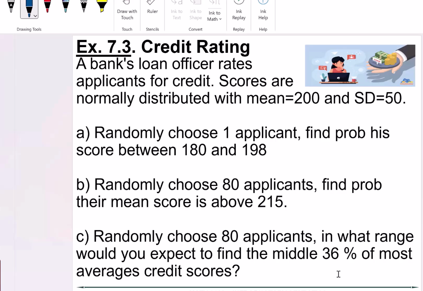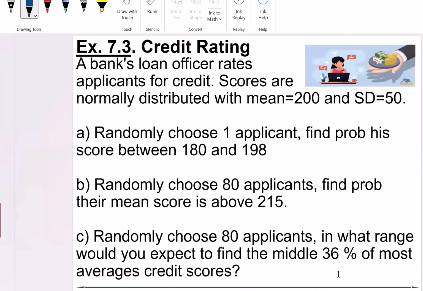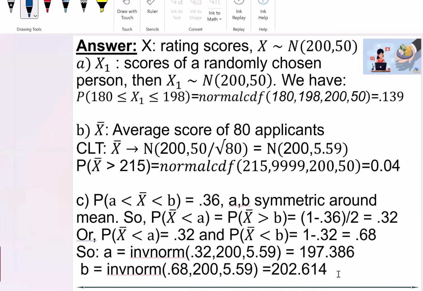Randomly choose one applicant. Let's formulate this problem. If we let X be the rating score, the problem tells us X is normally distributed with mean 200 and standard deviation 50, so we can write X follows Normal(200, 50). In part A, because we randomly choose one person, as we saw in the previous example, the mean here is exactly X1.